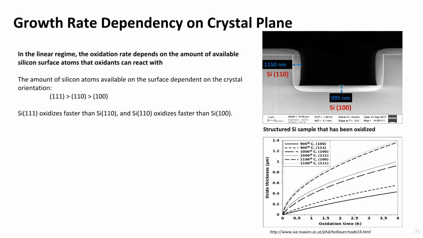In the linear regime, the oxidation rate is determined by the reaction rate, which depends on the number of silicon surface atoms available for the oxidation reaction. For example, on the <111> crystal plane, silicon has more atoms available than on the <100> crystal plane, thus the <111> crystal plane oxidizes faster.